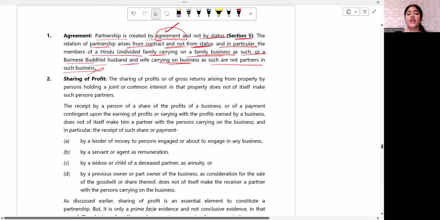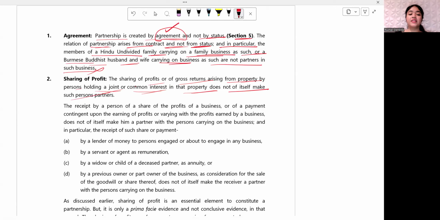Sharing of profit. The sharing of profit or gross returns arising from property by persons holding a joint or common interest in that property does not itself make such persons partners. So I told you that there is a land which A and B are the co-owners of, right? They are getting the rent from the land. So if they are getting any value from the land, that is returns from the land, they can't be said to be partners until they have an agreement and they're doing a business. This land is owned by two people. They are not carrying on the business. They are just earning the rent out of that land. There is no business involved over here.